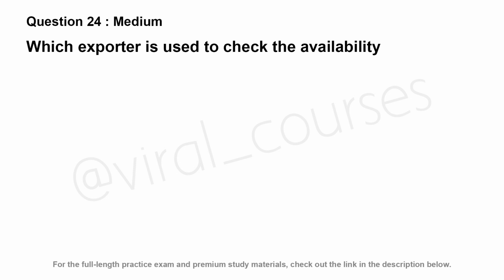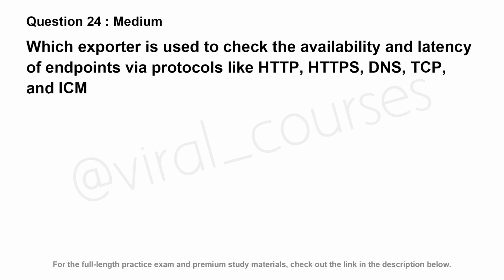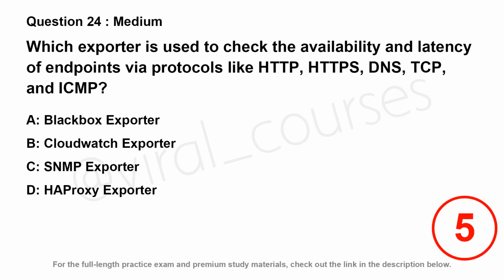Which exporter is used to check the availability and latency of endpoints via protocols like HTTP, HTTPS, DNS, TCP, and ICMP? Option A, Blackbox exporter. Option B, CloudWatch exporter. Option C, SNMP exporter. Option D, HAProxy exporter.